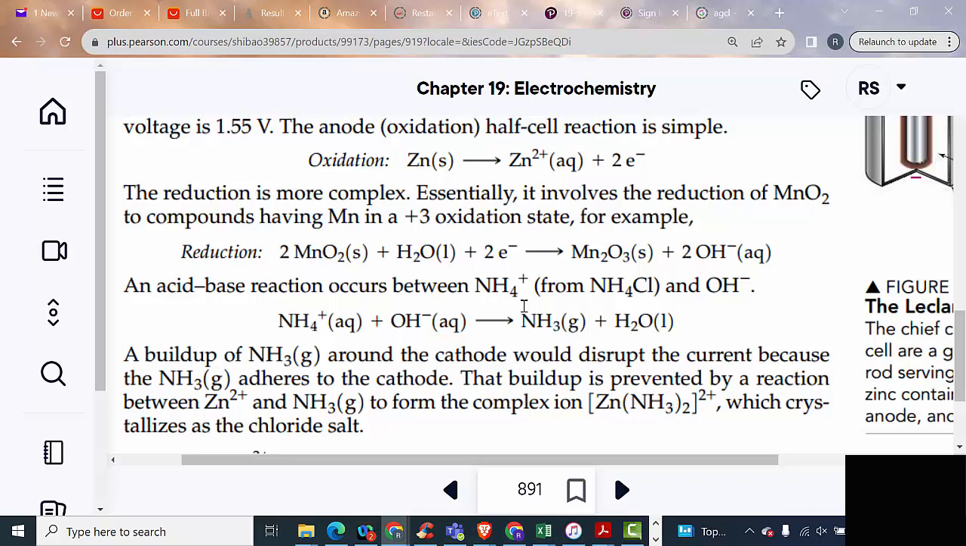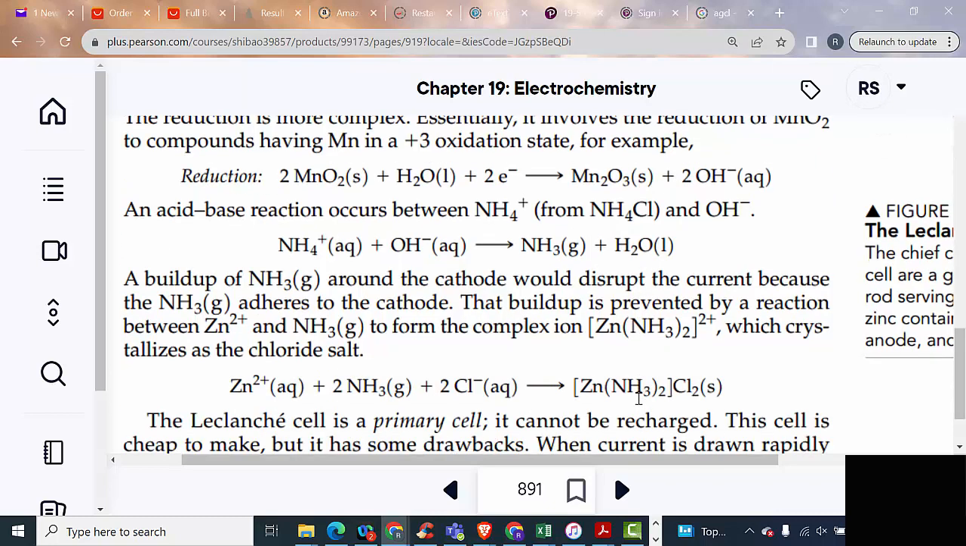And I told you chloride was a spectator, but that's not the case. Normally chlorides are spectators in metathesis, except for silver, right? But there are other precipitates that precipitate out as chlorides, and one of them happens to be this. So if you have diamine zinc, it will undergo a metathesis reaction with chloride to produce diamine zinc chloride.